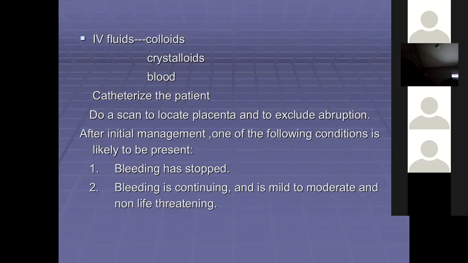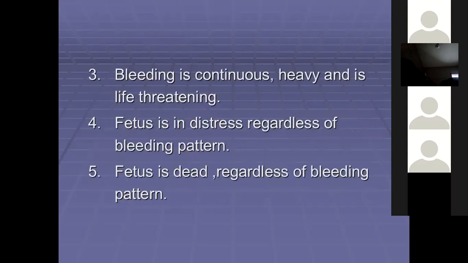After initial management, one of the following conditions is likely to be present. Bleeding has stopped, or bleeding is continuing and is mild to moderate and not life-threatening, or bleeding is continuous, heavy and is life-threatening. Fetus is in distress regardless of bleeding pattern. Fetus is dead regardless of bleeding pattern. These are the different presentations, and you may find any one of them during the emergency.